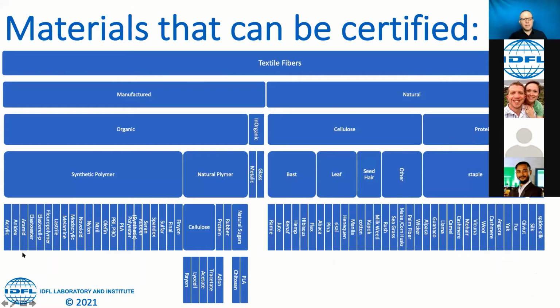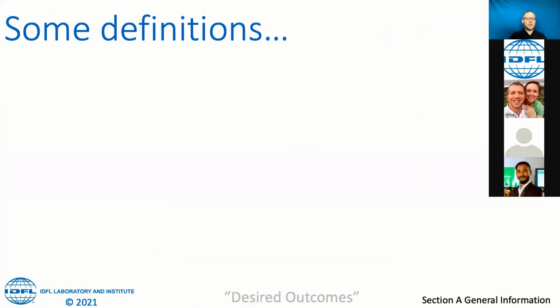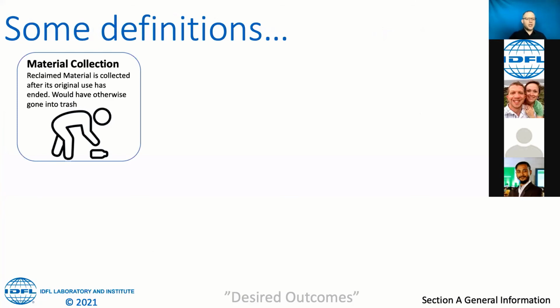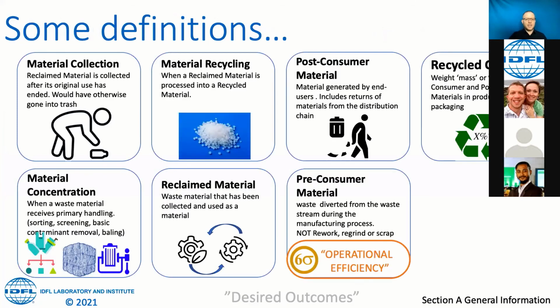Now, a lot of these materials, like the RDS is specific to down. There is also the RWS that's specific to wool, but the RCS and the GRS are literally applicable towards all of the different types of materials around the world. So as we look at some of these, I wanted to first dive into some of the different definitions. As we look at material collection, let me go ahead and get all of these lined out right here.